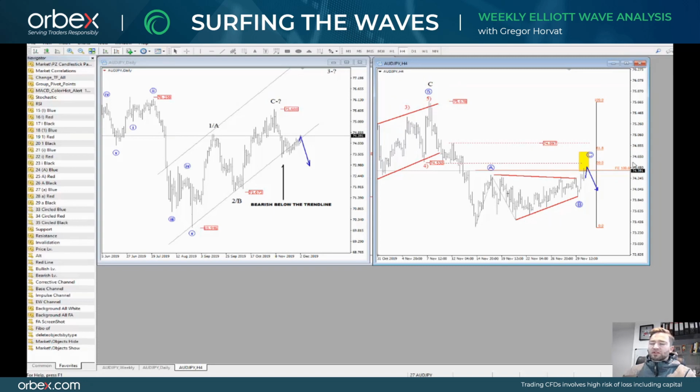So pound yen, for example, is very strong. It's trading around the highs. So if I want to short some yen crosses, then I will not be looking at pound yen. I would probably be looking at Aussie yen.